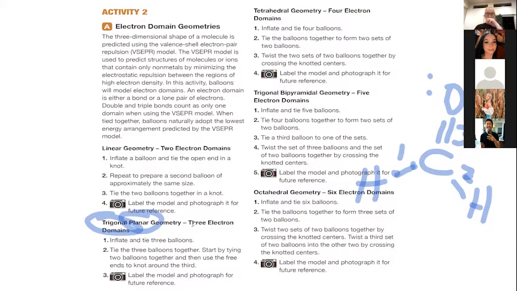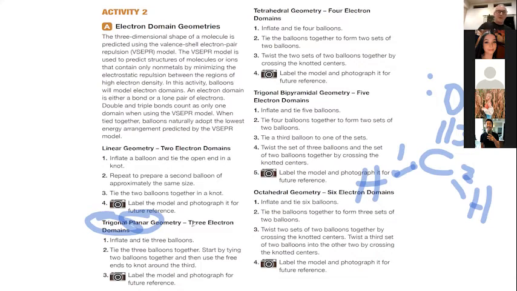So this shows you what these angles are going to be. The bond angles are going to be about 120 degrees because this is in a plane, so each one of these is going to be 120 degrees separated from each other.